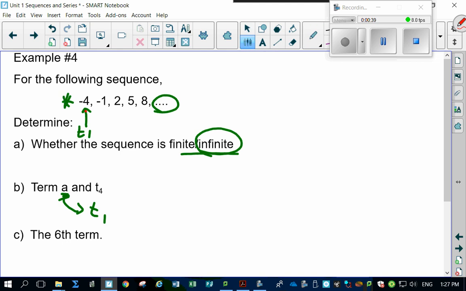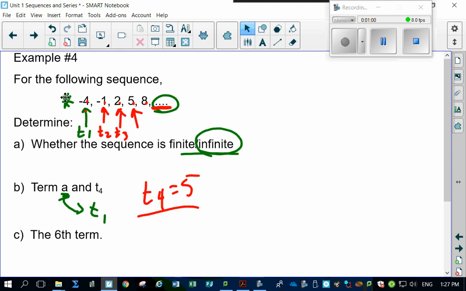T4, there's term 1, there's term 2, there's term 3. That's got to be T4. So T4 would be equal to 5. And then finally, figure out the sixth term. Well, 1, 2, 3, 4, 5. The sixth term has got to be the next term over, the one that's not listed here.